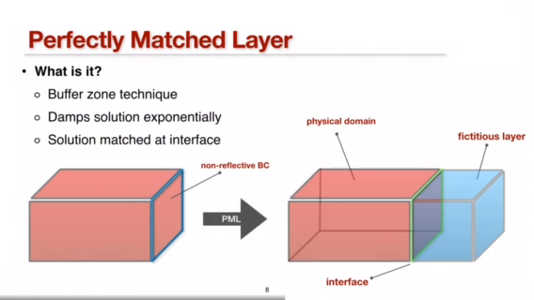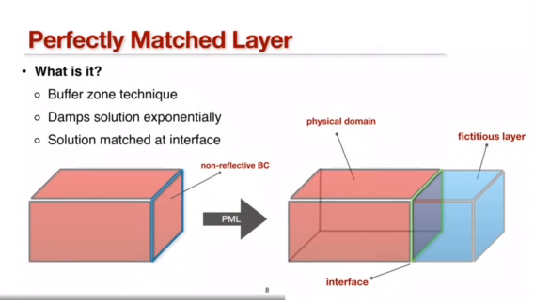Speaking of which, what is this perfectly matched layer, or PML for short? So far, we know it's a buffer zone technique that damps the solution. However, unlike other straightforward damping methods, the PML damps the solution exponentially while matching the solution at the interface, or non-reflective boundary condition prescribed. This matching property is, by construction, what guarantees no reflection back.